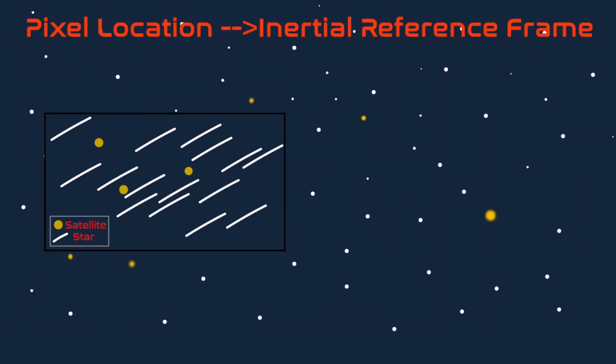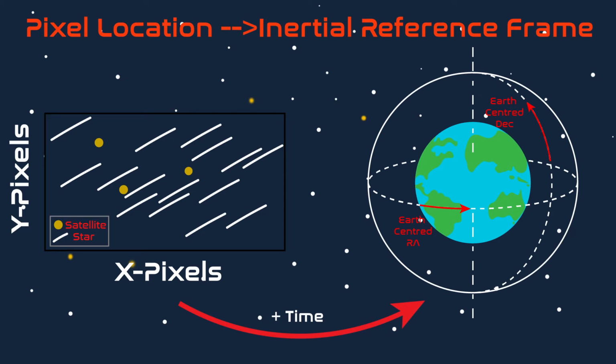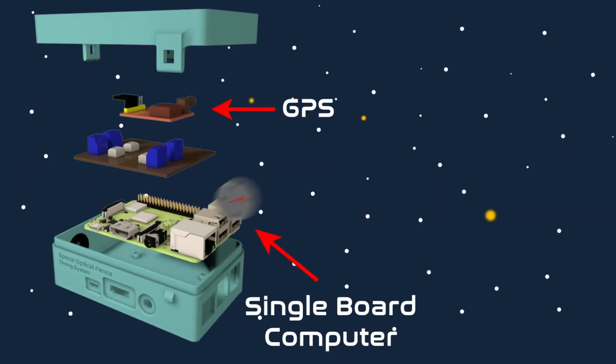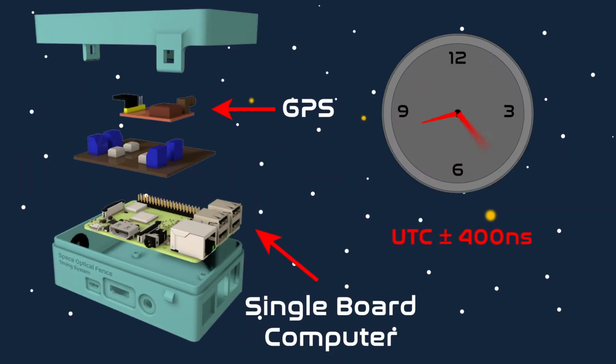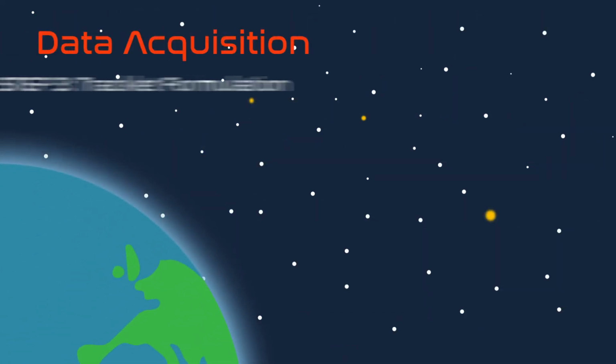Photometric data gives us the location of stars and satellites relative to the pixel coordinates of the photo, and time data is used to correlate the position to an inertial reference frame. Time data is created from a single board computer that is accurate to within 400 nanoseconds either side of UTC time. The single board computer operates an optocoupler relay board that triggers the cameras with a total delay of 2.6 microseconds. The next step is to process the photos.